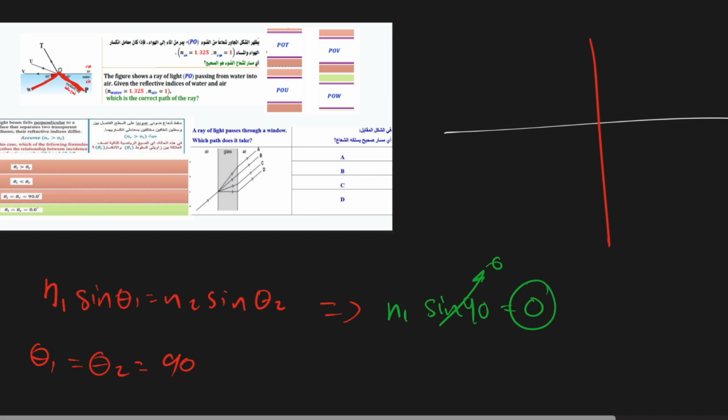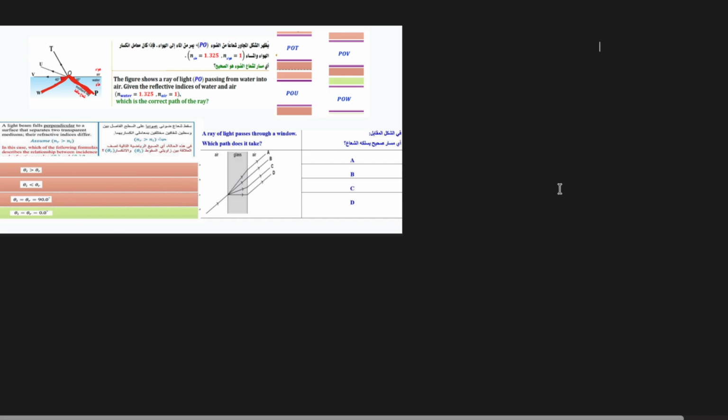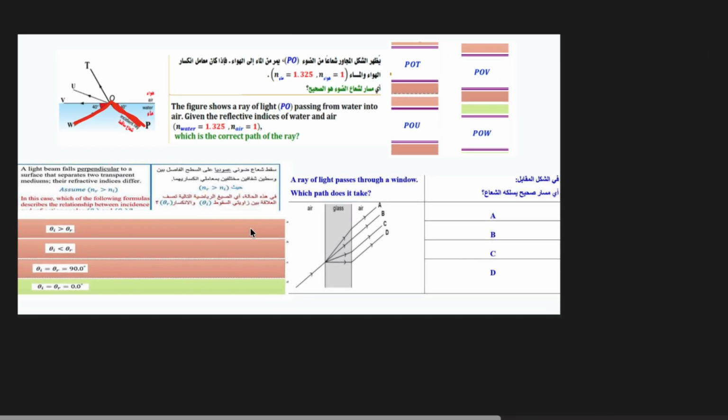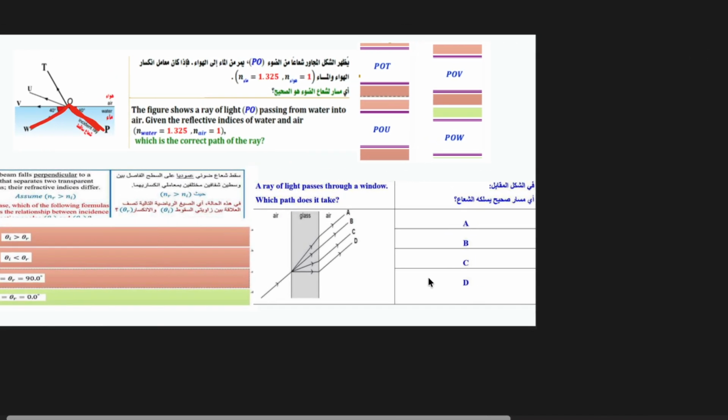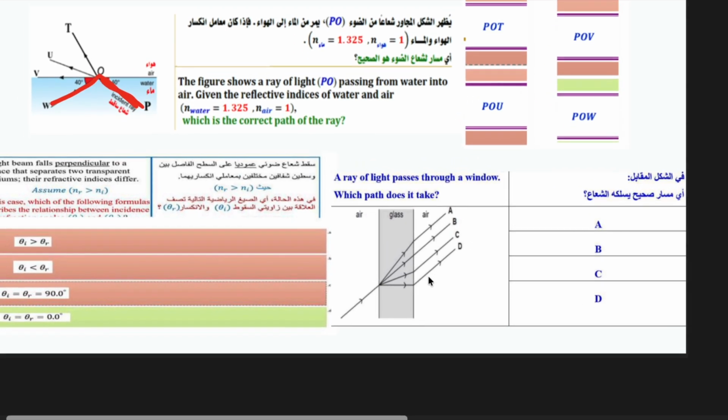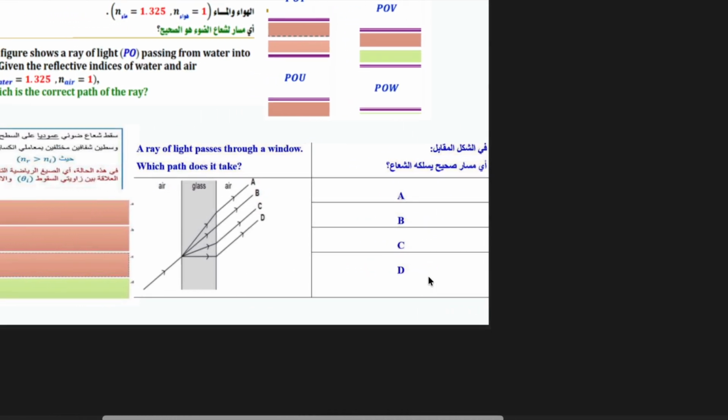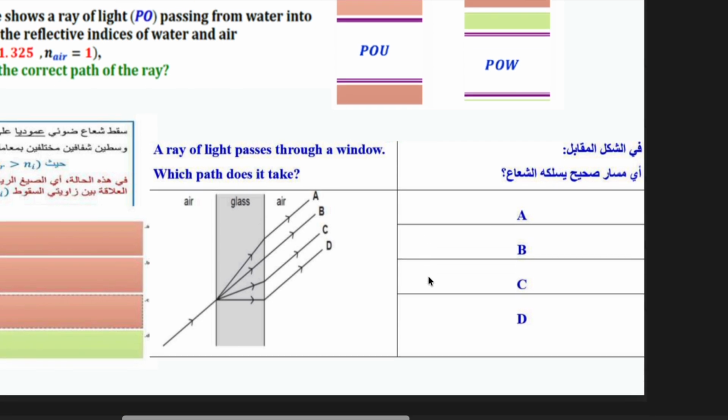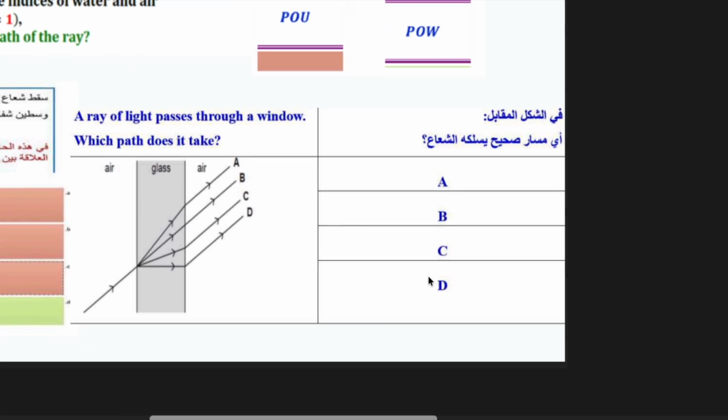Now let's move to the next question. Let's see, what does it state? A ray of light passes through a window. Which path does it take? It seems quite confusing, but I think it's quite easy. Let me zoom into the question. It goes from air to glass, and we know that the N of the glass is higher, therefore the ray that goes through the glass will be closer to the normal.